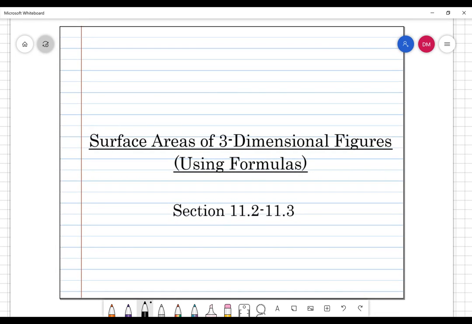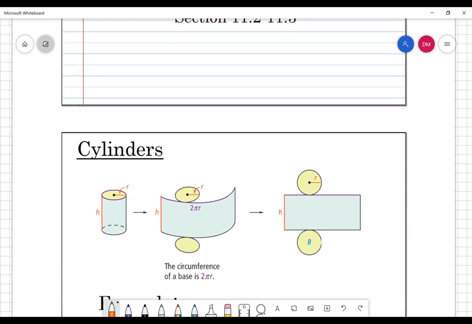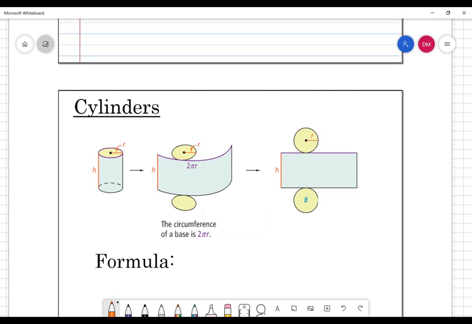So, what we are doing today, and tomorrow, is looking into surface areas of three-dimensional figures, specifically using formulas. We've been practicing surface area all week, and that is great. If you want to continue using nets, you are more than welcome to draw the net of a three-dimensional object every time you go to find its surface area. But we're going to dive more into what the formulas themselves look like. And the way we're going to split this up is we're going to look at cylinders and prisms together because their formulas are very close.